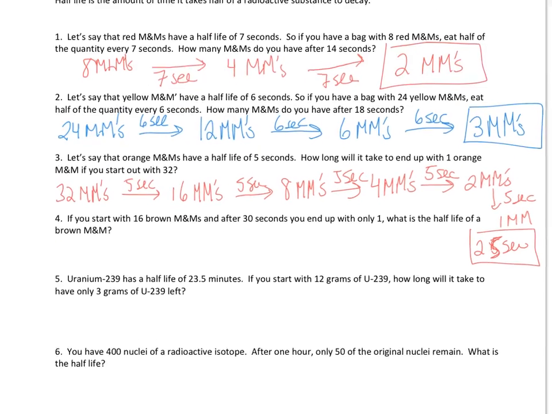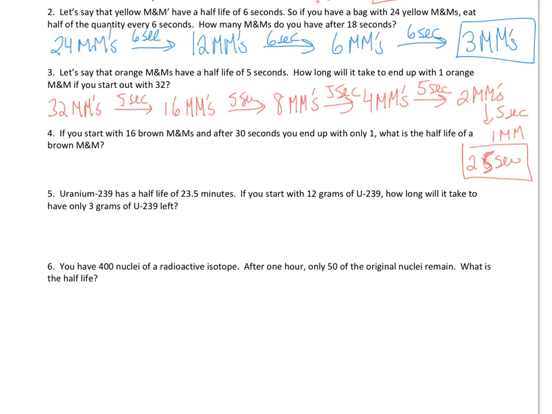Number 4. It says, if you start with 16 brown M&Ms, and after 30 seconds you end up with only 1. What is the half-life of a brown M&M? So this one's a little bit different, but we're going to do it the same way. We have 16 brown M&Ms. So after the first half-life, whatever it is, we don't know how long it is, we'd end up with 8 M&Ms.